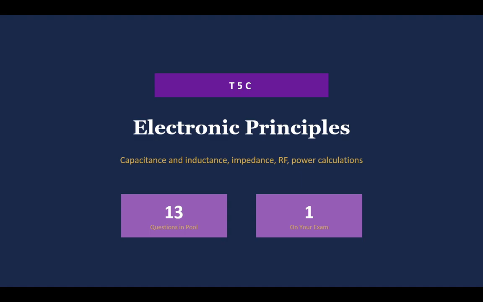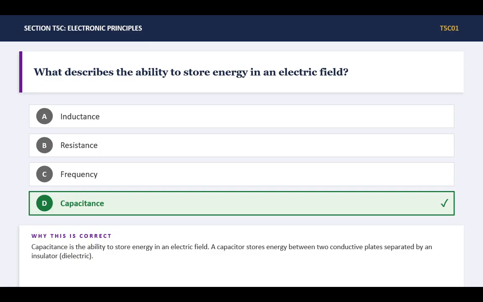Okay, we are up to section T5C, Electronic Principles, Capacitance and Inductance, Impedance, RF, and Power Calculations. There are 13 questions in this pool, and one of those will be on your exam. What describes the ability to store energy in an electric field? D. Capacitance. Capacitance is the ability to store energy in an electric field. A capacitor stores energy between two conductive plates separated by an insulator or a dielectric.